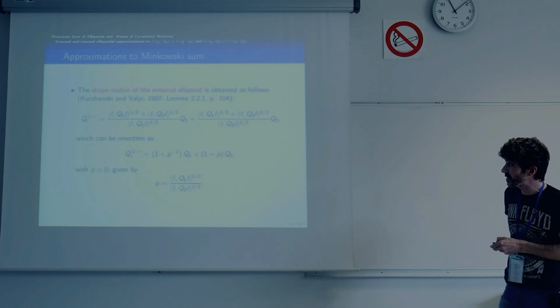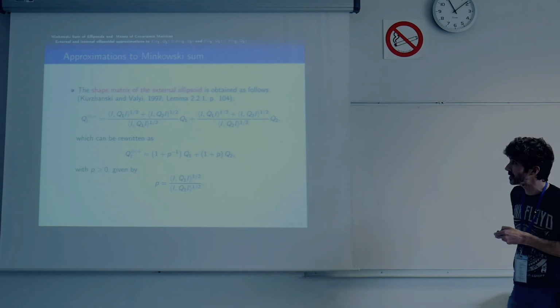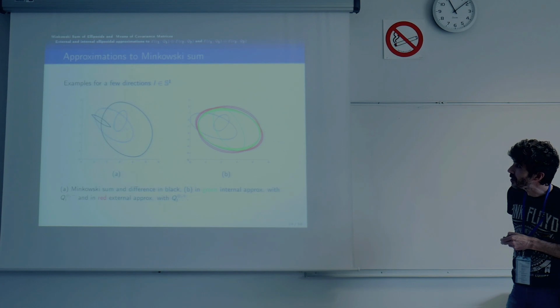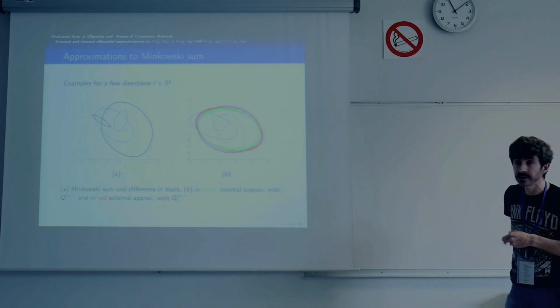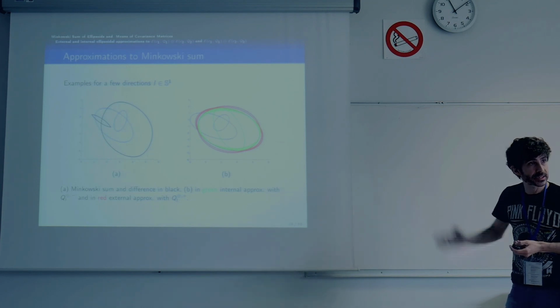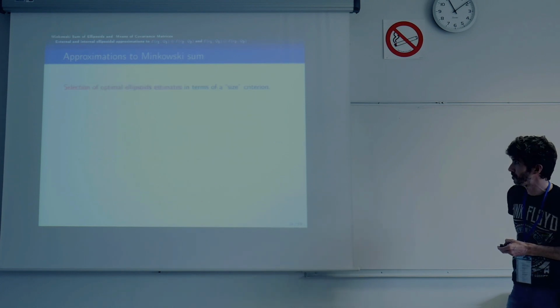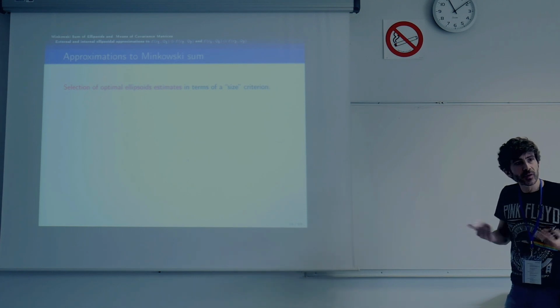For the case of the external approximation, the expression is a bit different, but you have exactly the same kind of result. So let me show you a few examples of how that looks. In our toy example from the beginning, in red, you have a few external approximations taking different directions, and in green, a few internal approximations, just using the previous expression with different values of this parameter L.